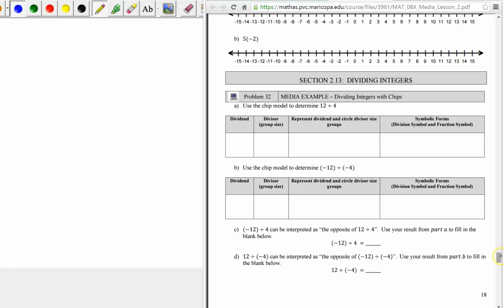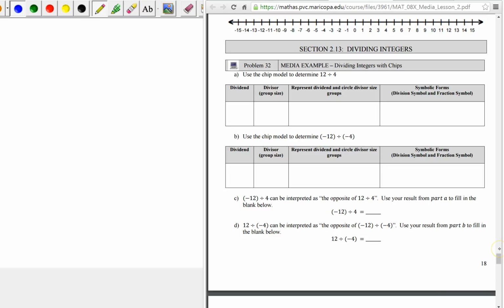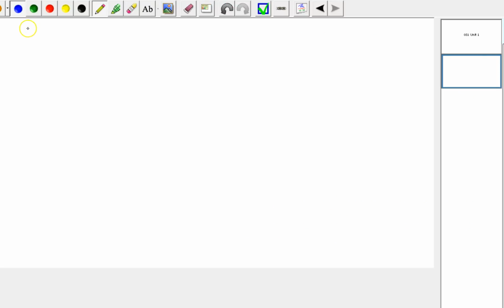Okay, so in this video we're going to look at dividing integers using integer chips. So notice we have some columns here, dividend, divisor, and then we're going to circle the group. So we have 12 divided by 4.